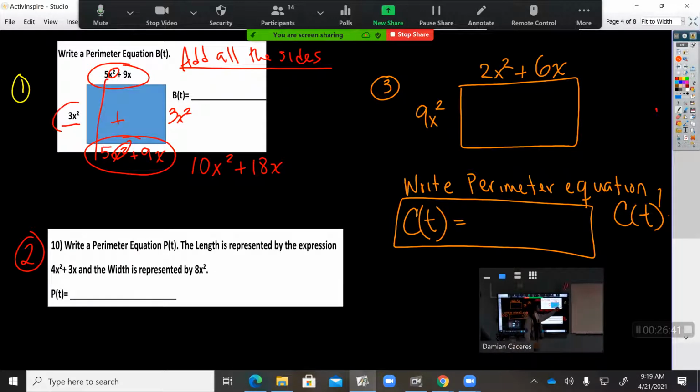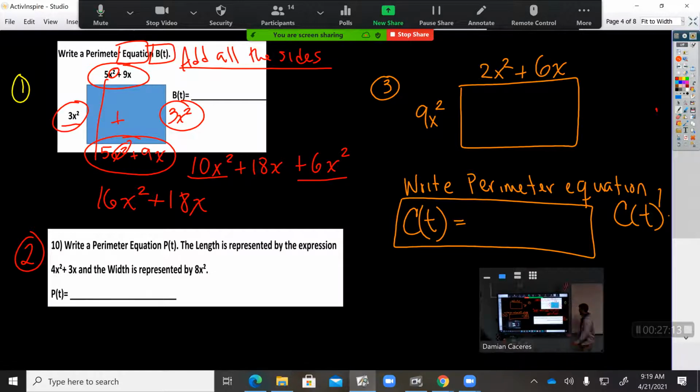Now we have to add the width. 3x squared plus 3x squared is positive 6x squared. Now this is not my simplified expression because there's still like terms to collect. What are the two like terms? 10x squared and positive 6x squared. So once I combine that, I get my final expression, 16x squared plus 18x. Now because I'm asking for an equation called B of t, then just put B of t equals in the front. That's just a label, calling it B of t.